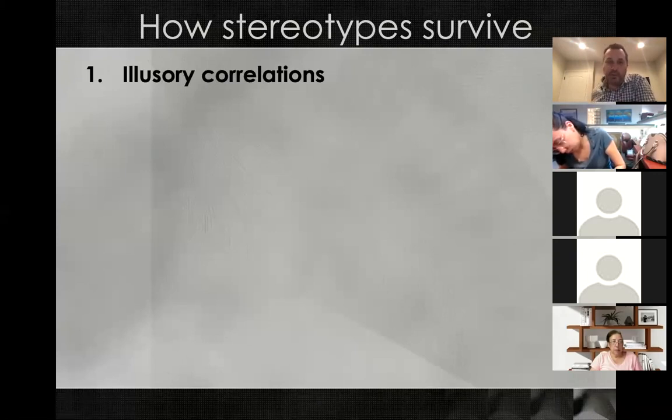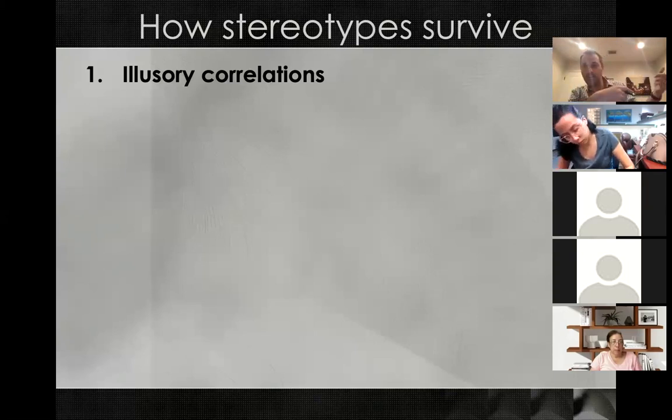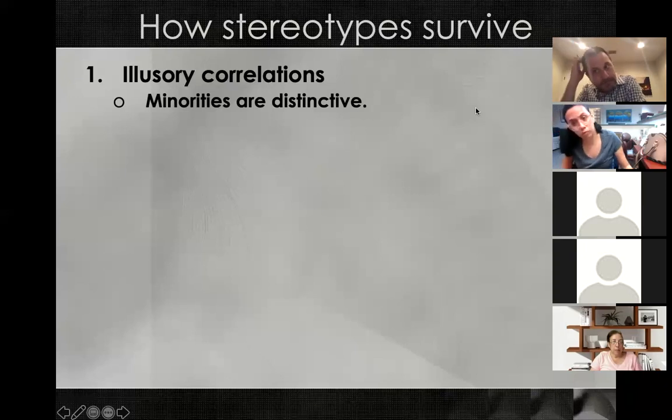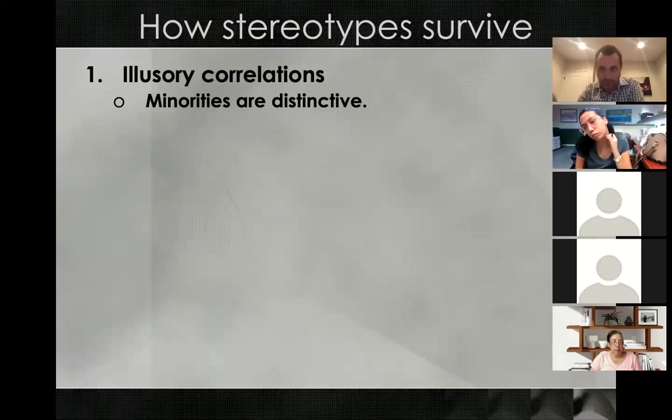The first way is through processes of illusory correlations. So in fact, in this section, we're going to come back to a lot of the things we looked at in the social cognition section. And so if you recall from that section, we talked about illusory correlations, which occurs when people believe that two things are related that in fact are not related at all. And so here's the idea. In general, minorities tend to be distinctive, meaning we tend to notice them more, which sort of makes sense.